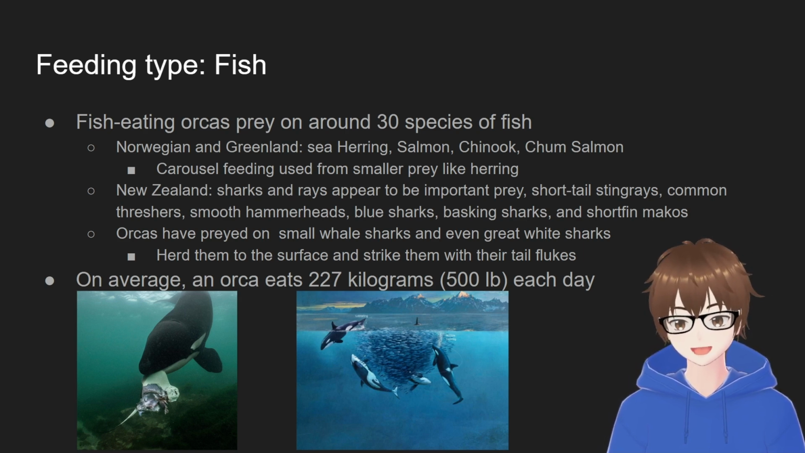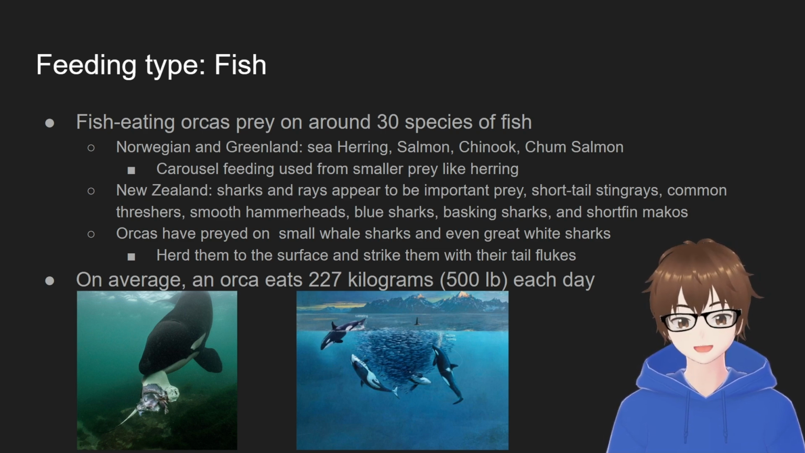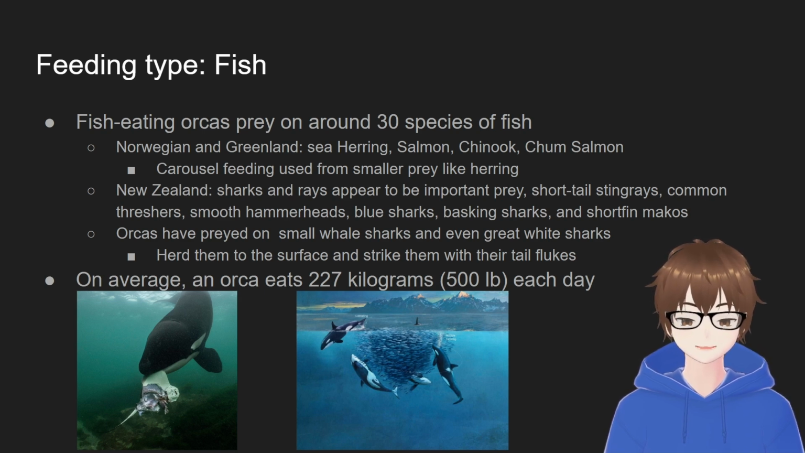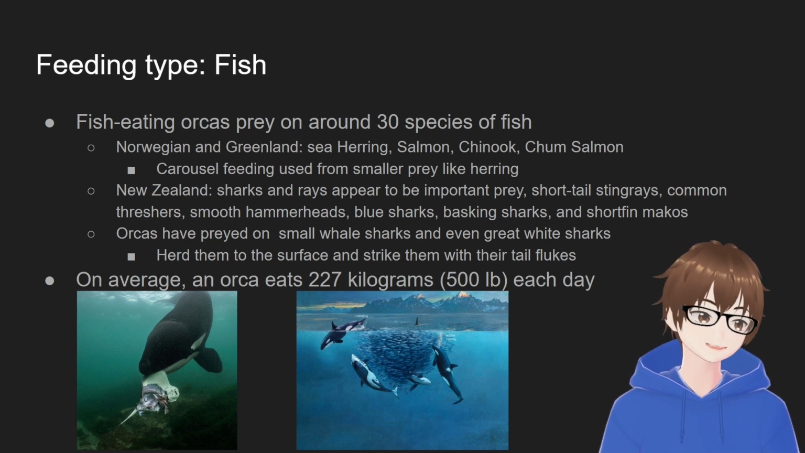But they'll herd them to the surface and strike them with their tail flukes. Like with mammals and other whale species, they'll push them down to the bottom so they can't come up for oxygen. On average, orcas eat 227 kilograms or 500 pounds each day. So they have to eat quite a bit, but they're big animals.